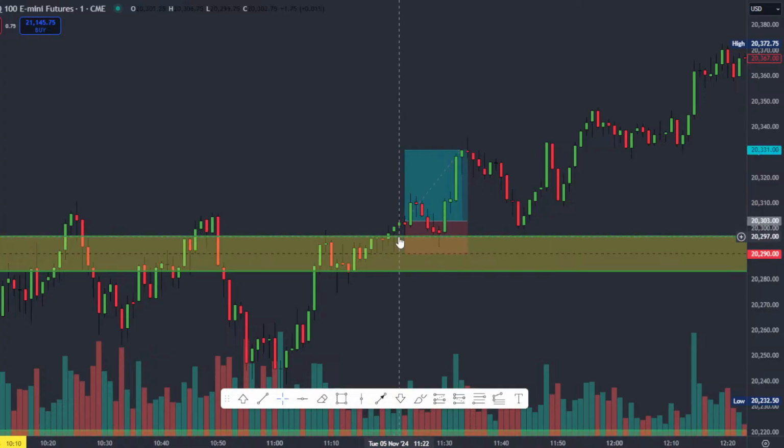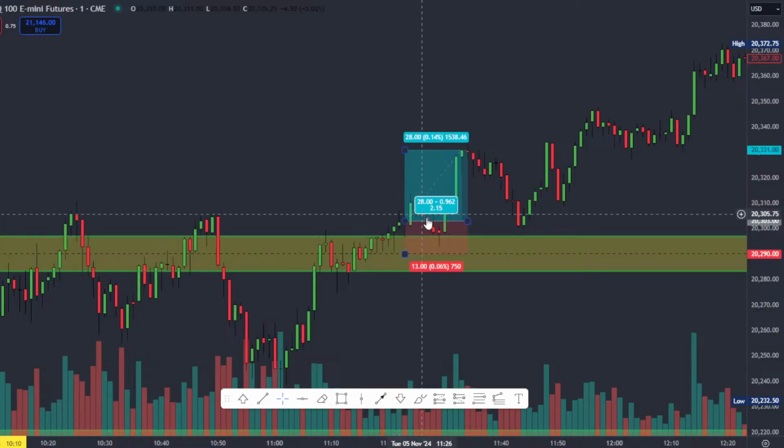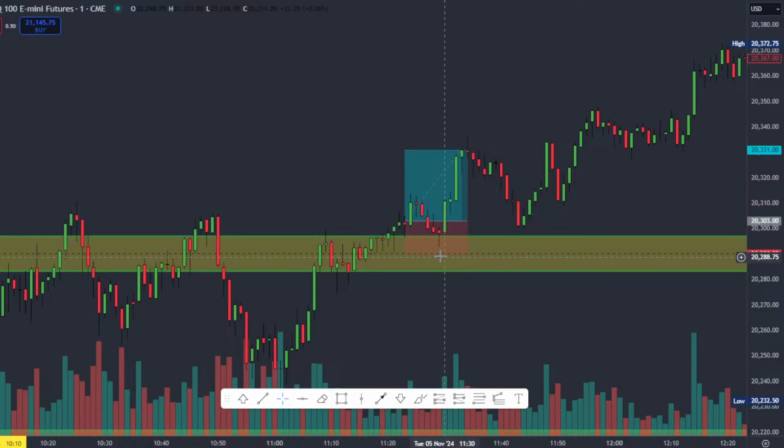So coming right here, retest, fail to break the middle, or even better, fail to even touch the middle. That's a sign of upward strength coming in. Take that buy.